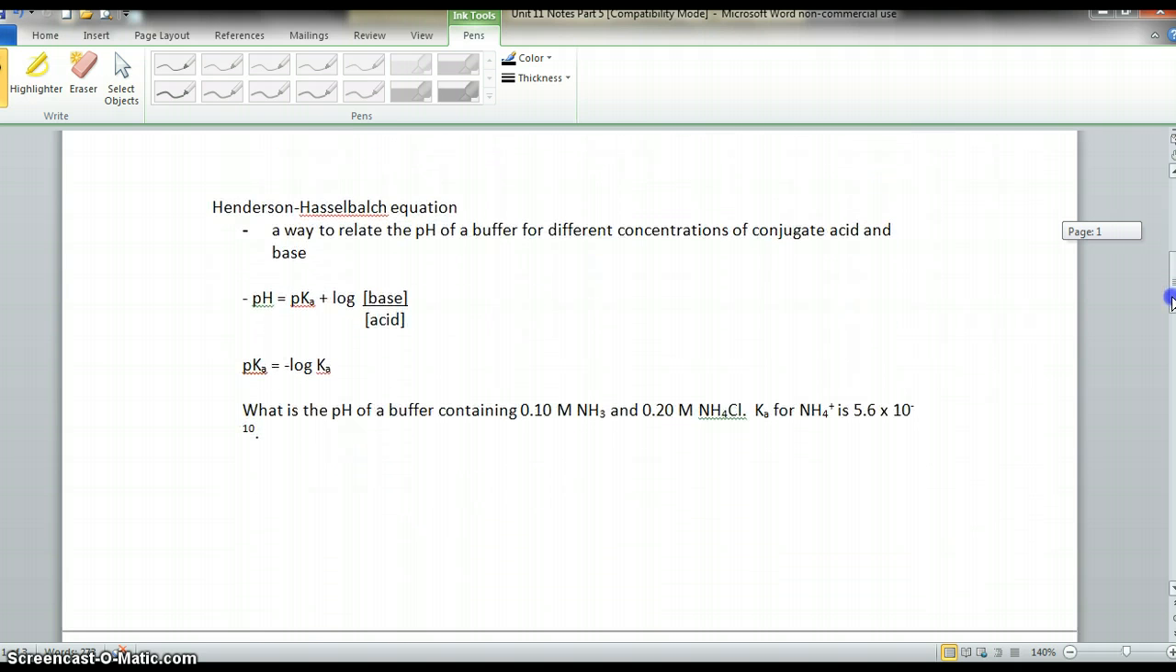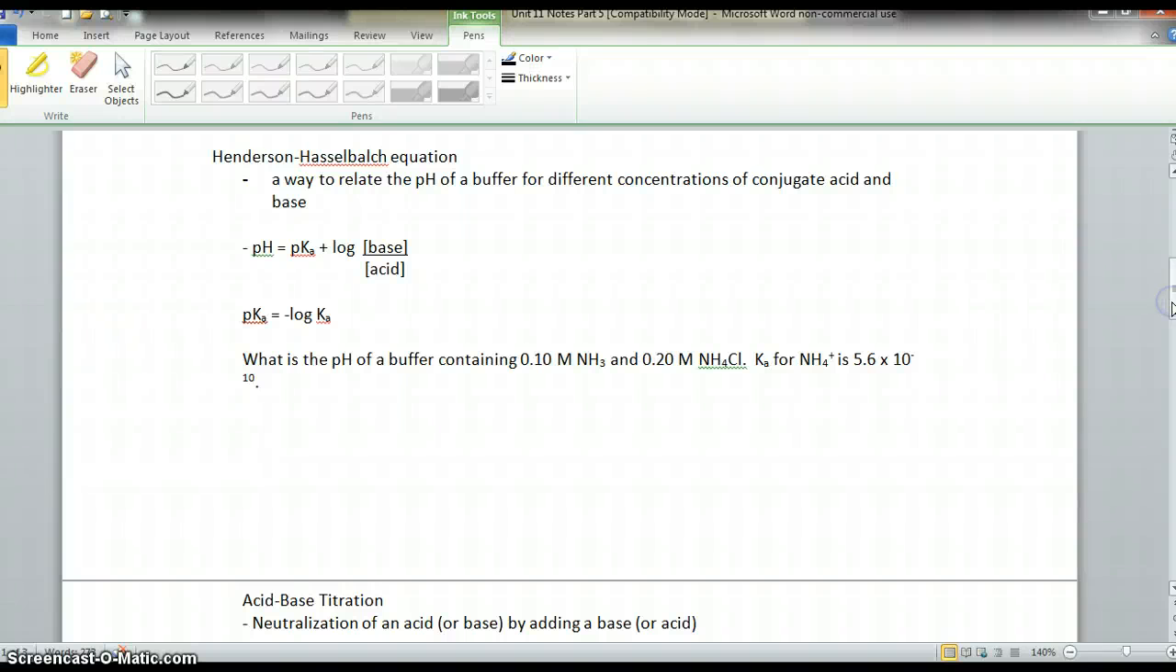Another way to deal with buffers is the Henderson-Hasselbalch equation. You can see the equation here: pH equals pKa plus log of the concentration of the base over the concentration of the acid. This is a good way to solve for the pH when you have different concentrations of conjugate acids and bases. If you notice, it has pKa equals the negative log of Ka. So if you know the Ka value, you can take the negative log of it, solve for pKa, and then plug into this equation.